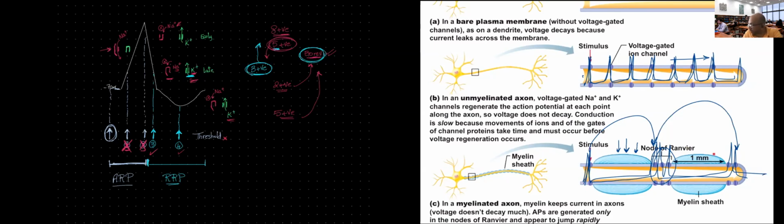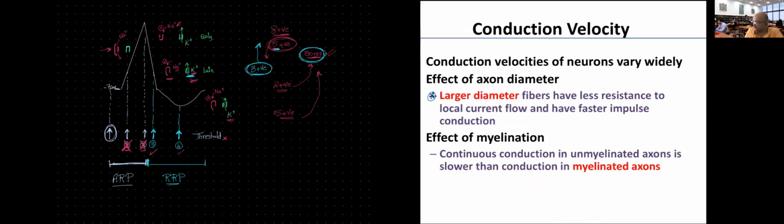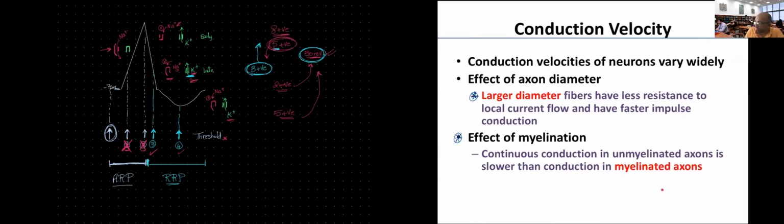You're skipping parts of the axon. You don't have to open and close the channels there. So this saves you a lot of time. You are jumping from one node to the next node. So it's going to be a much faster electrical conduction. So again, which one is going to have a faster electrical conduction? Myelinated or unmyelinated axons? Myelinated axons are the ones that will have a much faster speed of electrical conduction.